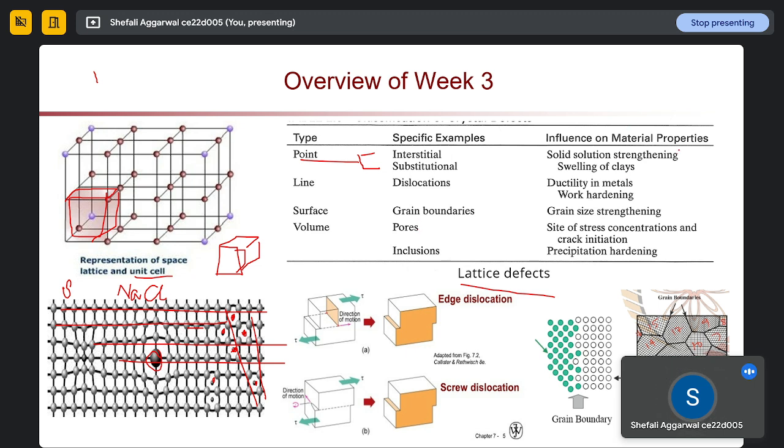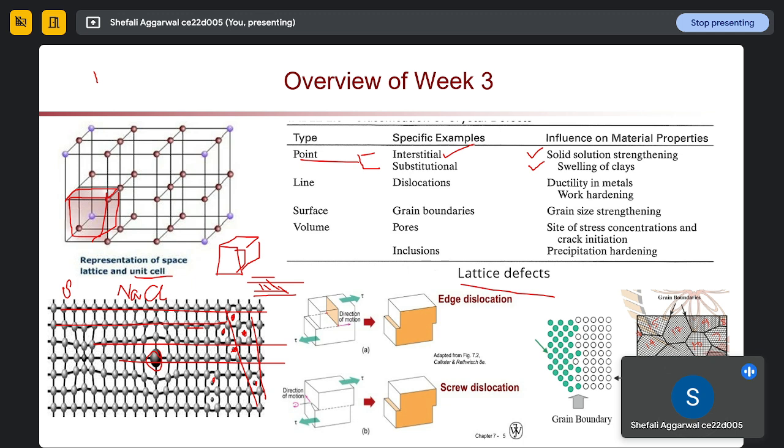Some examples when it comes to civil engineering problems are solid solution strengthening and swelling of clay. In clay also, water will take up the empty spaces, and because of that clay will swell up. I don't have that figure here. Clay is made of different layers of alumina and silica, so there is a gap between the layers. When water fills that gap, the clay will swell up. So that is a type of interstitial point defect.